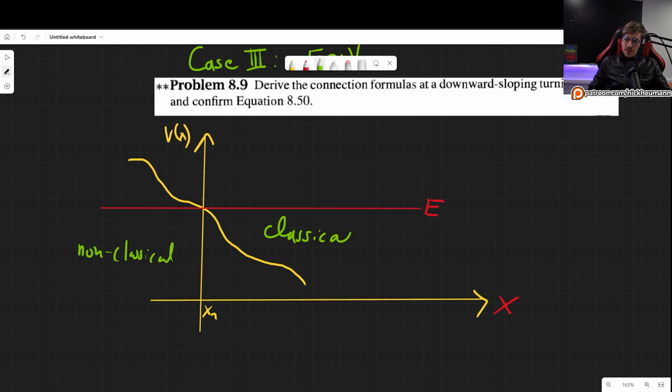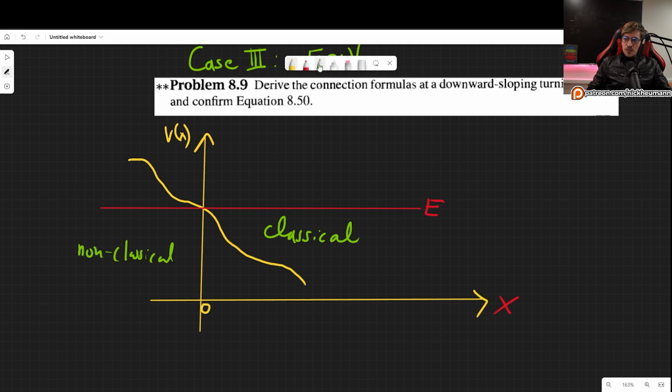Now, notice the first difference with what we had previously. In the case where it was upward sloping, we had something like this. In that case, the classical region was here and the non-classical region was there. They were swapped. Now it is exactly the opposite, so that is important to note. Now, this turning point could happen anywhere. Instead of calling it x1 or x2, I'm just going to call it 0, because we can simply shift our axis so that this makes sense.